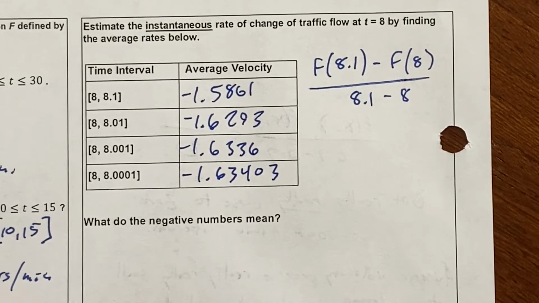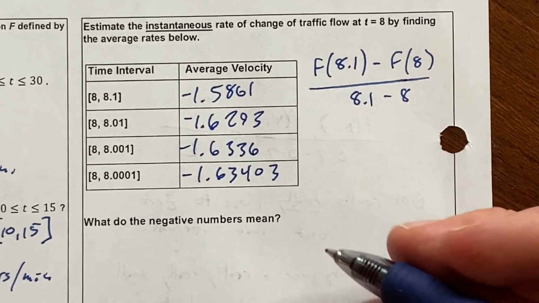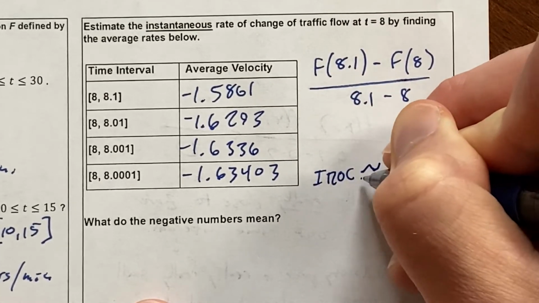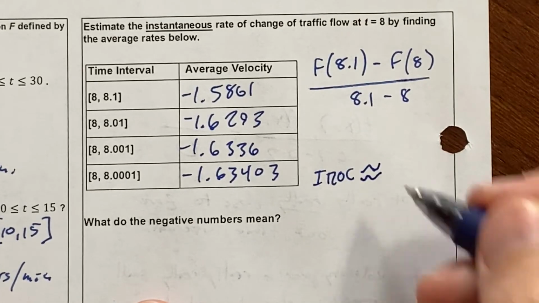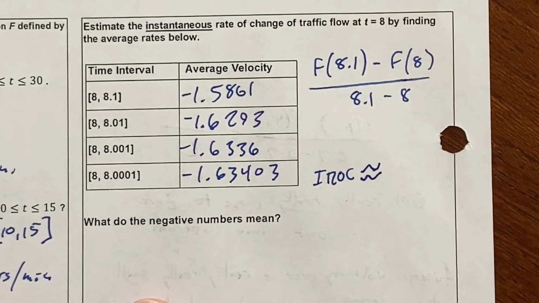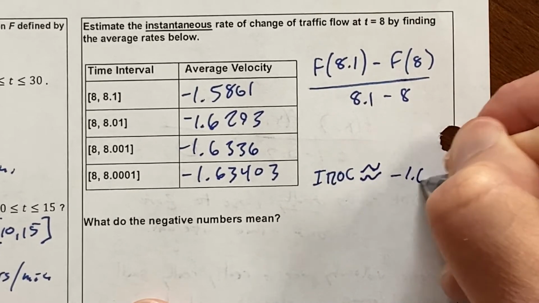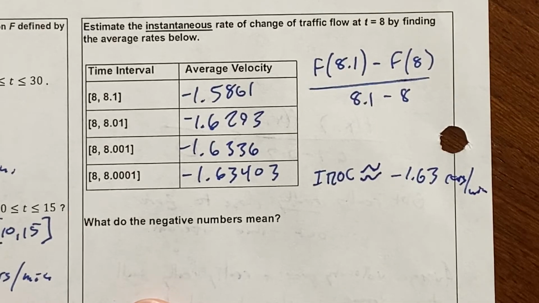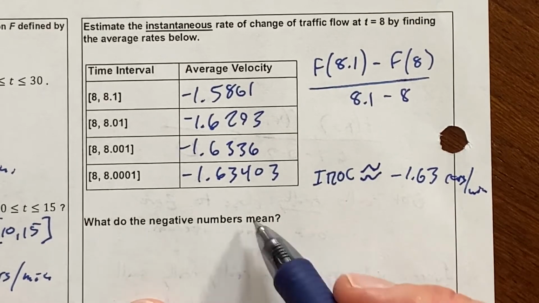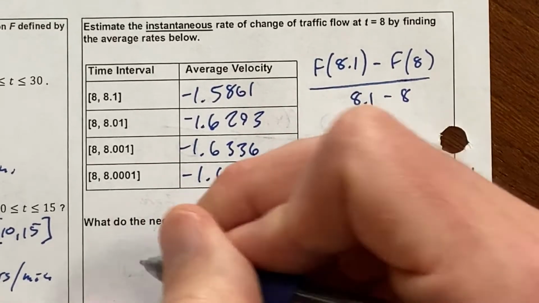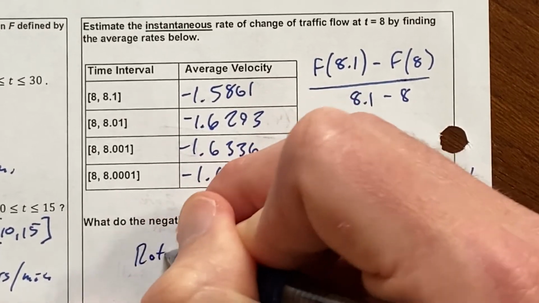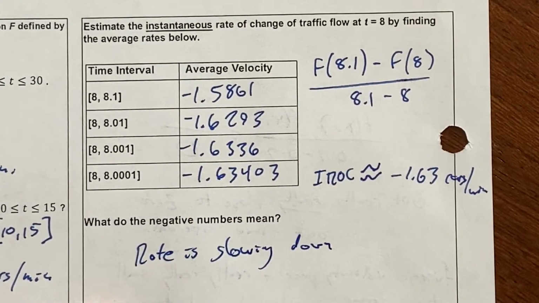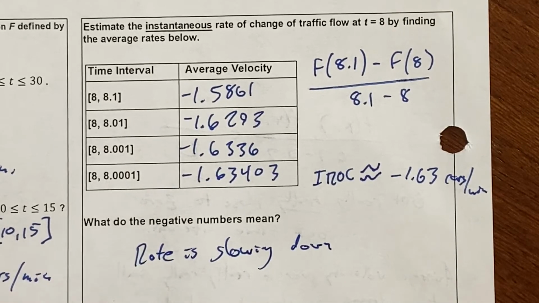Well, it looks like if we're going to estimate it, it's going to be our instantaneous rate of change. Oh man, that was going to be one of those weird equal signs. That was rough. I don't know what that is. That was like a W. I got negative 1.63 cars per minute. What does that mean? That means that the rate is slowing down.